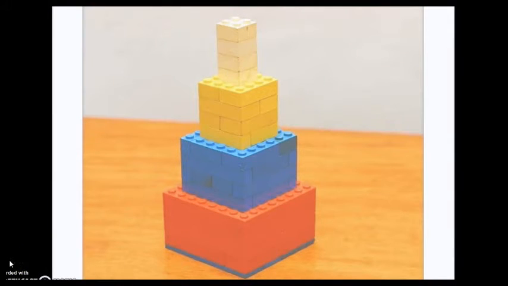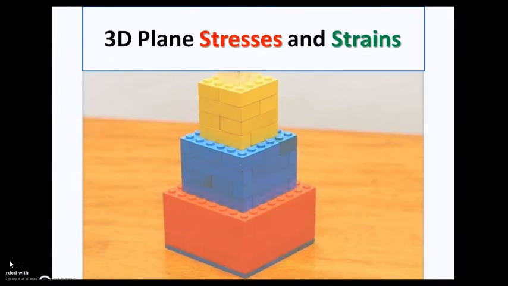Hello, I aim to introduce this alternative student learning resource on 3D plane stresses and strains via this video. These topics are taught under the Engineering Mechanics Statics and Solids Mechanics modules during the first and second year, respectively, of an engineering course at Queen Mary University of London. In particular, mechanical, aerospace, and medical engineering.